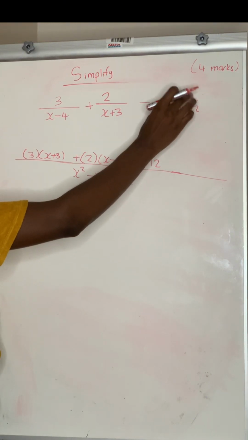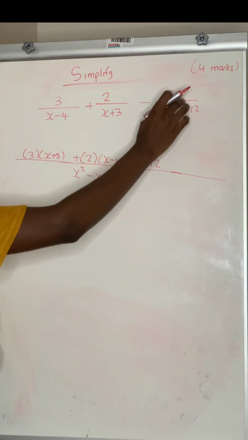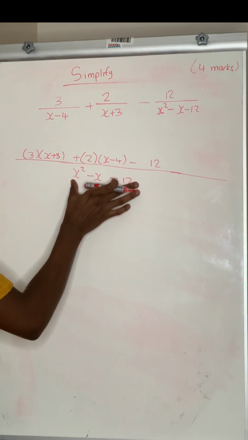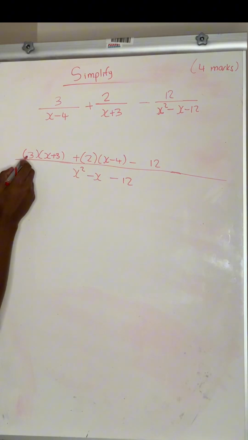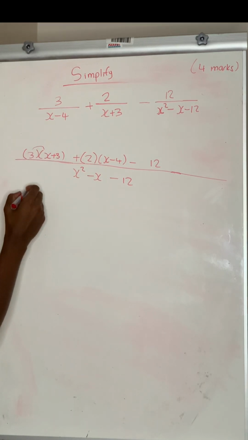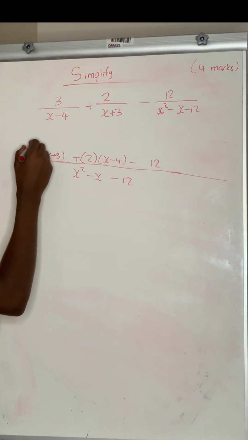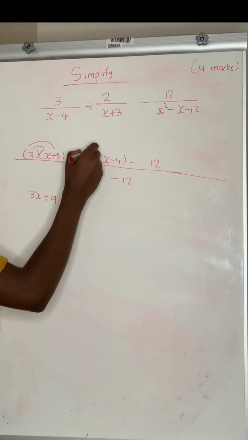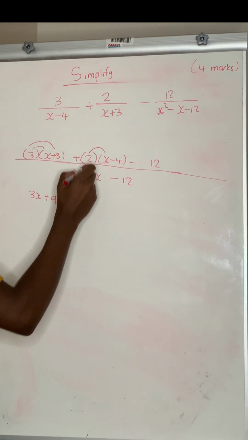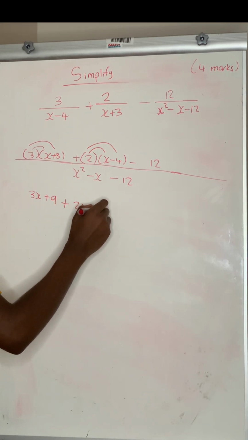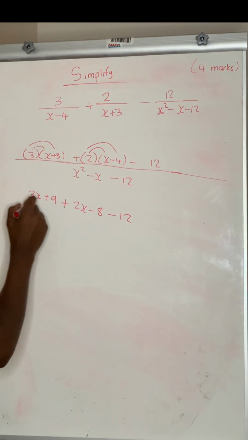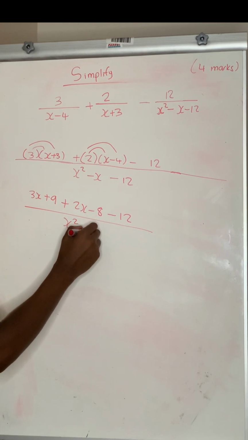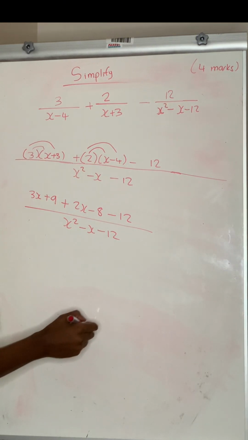Because this part of the question already has the LCD, which is x squared minus x minus 12, okay? Now let's say 3 times x, which is 3x, and then 3 times 3, that is positive 9, okay? And then plus 2 times x, that is 2x, and then 2 times negative 4, that is negative 8, minus 12, and then all of that is divided by x squared minus x minus 12.